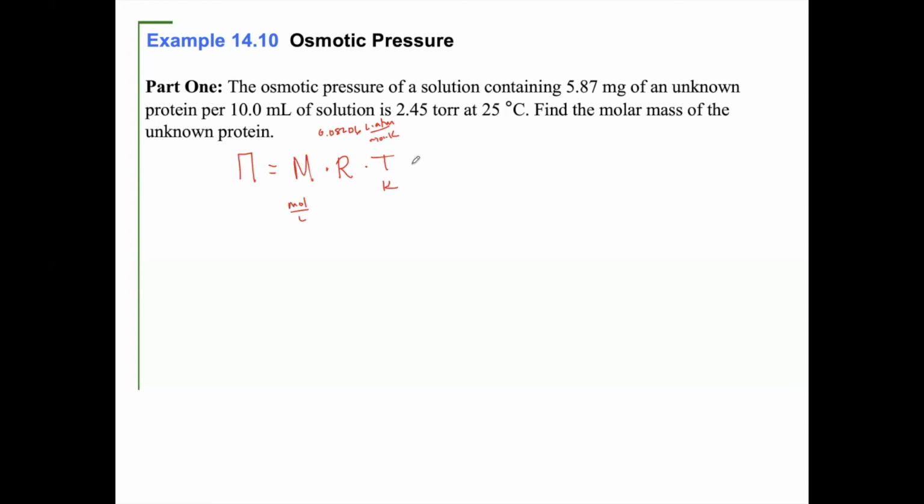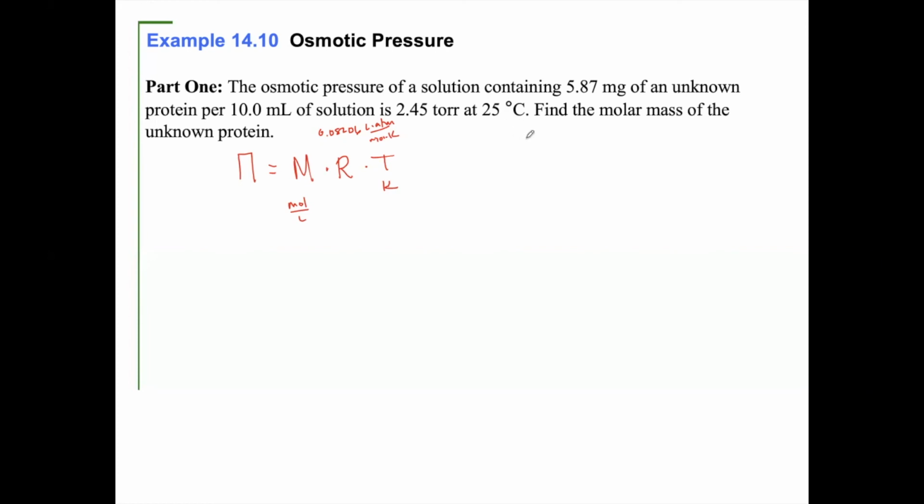So this question: the osmotic pressure of a solution containing 5.87 milligrams of an unknown protein per 10 milliliters of solution is 2.45 torr at 25 degrees Celsius. Find the molar mass of the unknown protein. Okay, well, since it's asking us to find molar mass, we're probably going to need to find moles of this protein. If we have a volume, which we do, been given volume of the solution, and we've been given the mass of the solute, then we can definitely find the molar mass.